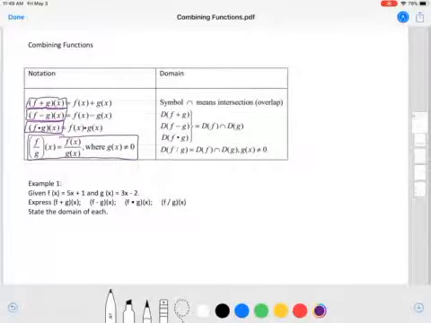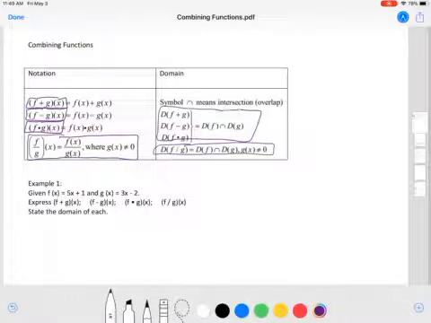Now, to find the domain of our new functions, with the exception of the division, we'll get to that in a second. With the exception of the division, all we're going to do for all the other ones is look to see what the domain of f is, what the domain of g is, and look to see what they have in common. And that's what this symbol means right here. I'm going to find the domain of f, I'm going to find the domain of g, and then this symbol right here that looks like an upside down U stands for the intersection. That's to show where they overlap or what they have in common.